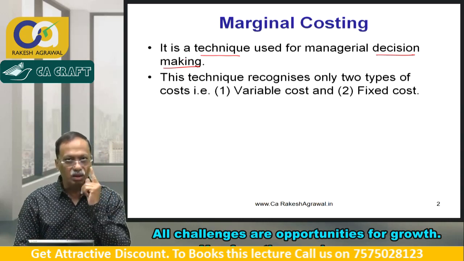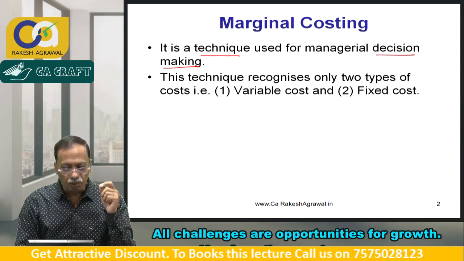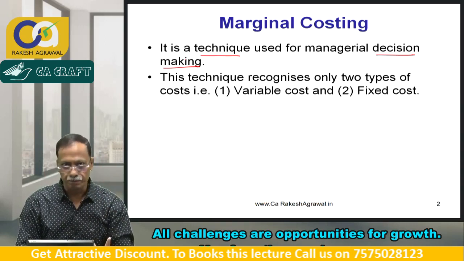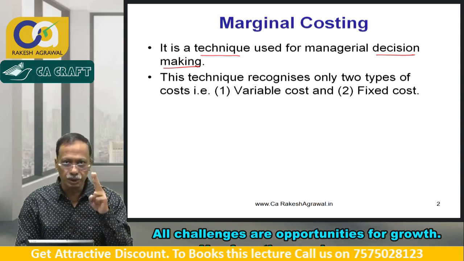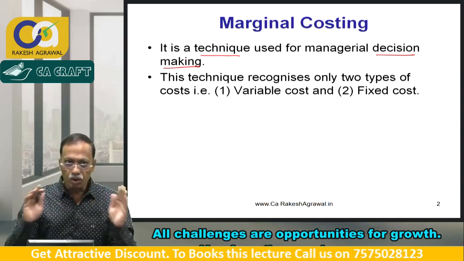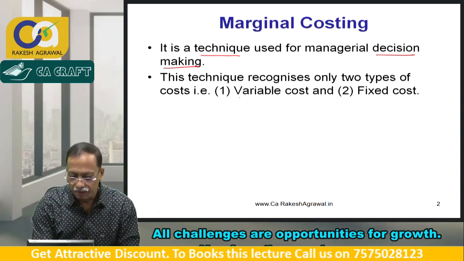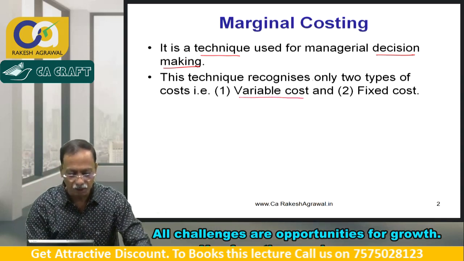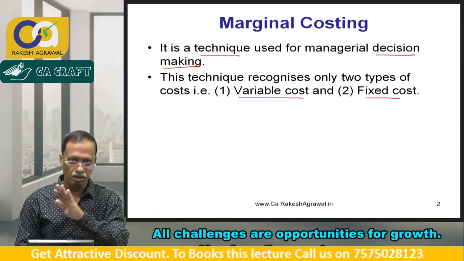Now this technique of marginal costing or CVP analysis recognizes only 2 types of cost. That is one of the limitations of marginal costing also. It means all the costs incurred in the business are divided into 2 parts. Either it should be classified as variable cost or it should be classified as fixed cost. So either variable or fixed.